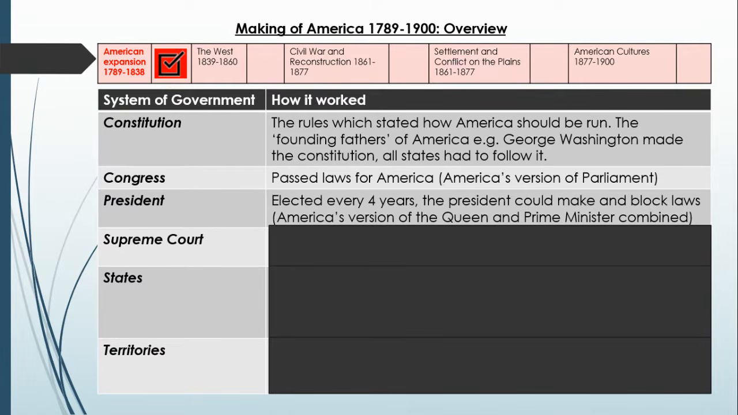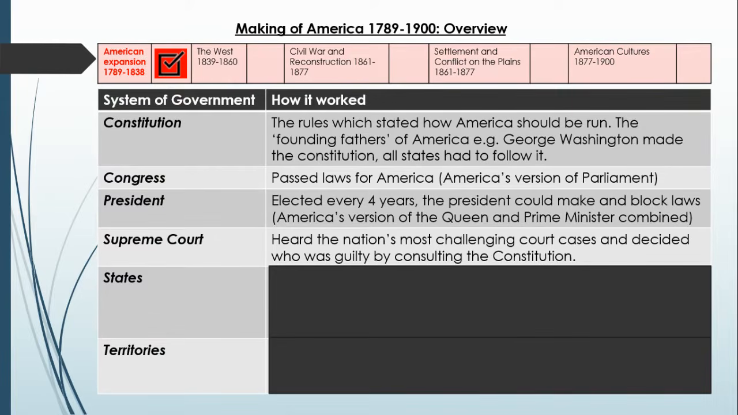And I want you to think of it as America's version of the Queen and the Prime Minister combined, so extremely powerful. We then have the Supreme Court. This court heard the nation's most challenging court cases and decided who was guilty by consulting the Constitution. So if a case goes here, this is the last court it can go to and their decision is final. And they will look at those original rules created by the Founding Fathers, which we've said is called the Constitution, to decide whether somebody or group of people are guilty or not.